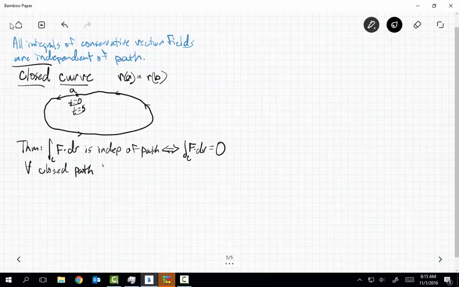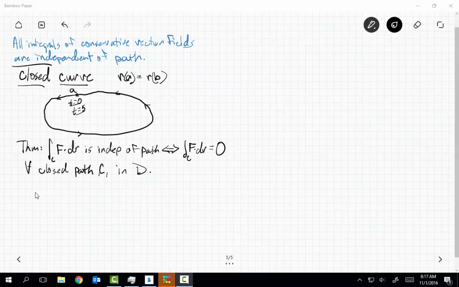Path C in the domain D. Okay? That's pretty useful. So this is true if and only if. Now I've got this relationship: all integrals of conservative vector fields are independent of path. If it's independent of path, then the integral, if it's closed, right? If I've got a closed path, then it's got to equal 0. And if this is true, then it's independent of path. We've got these logically connected phrases that are really, really useful.